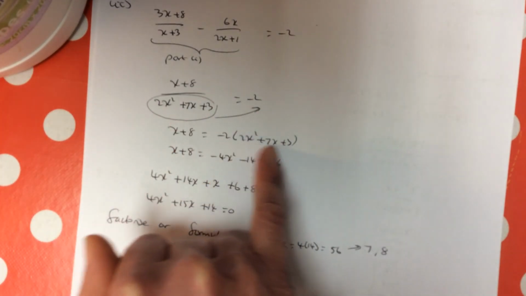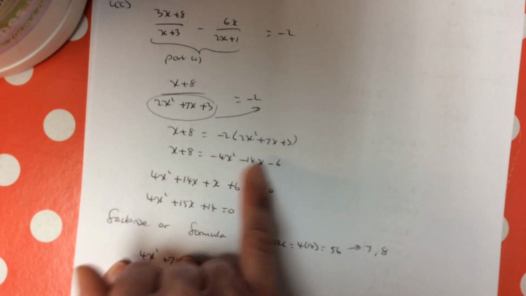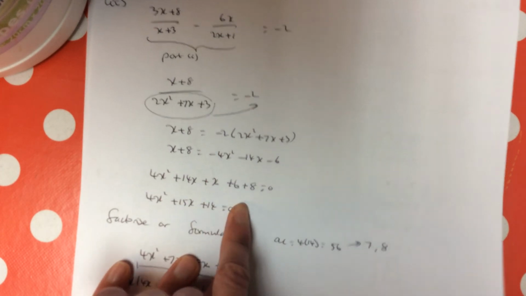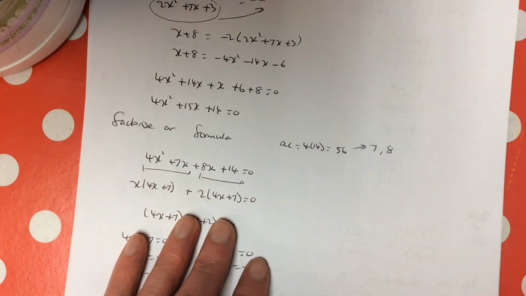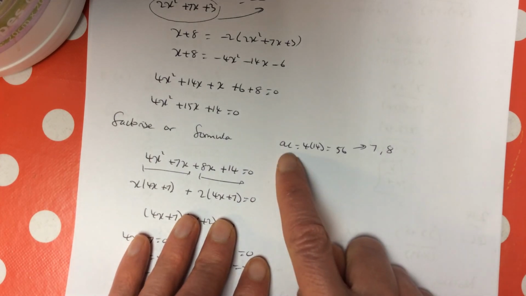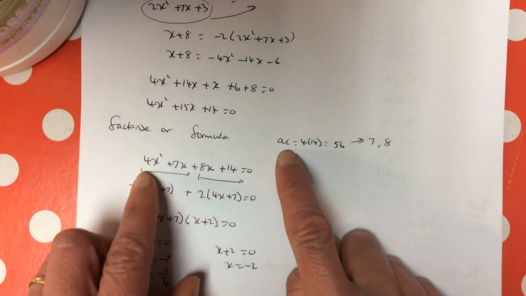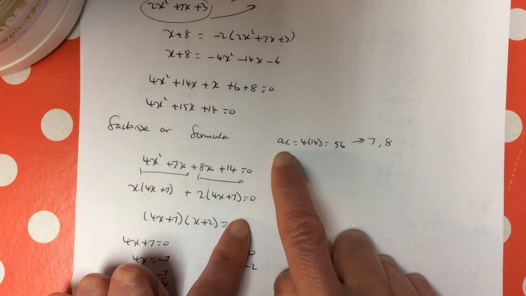Bring this up to the far side, times everything by minus 2, put it all on one side, tidy up, you've got a nice quadratic. You can either factorise or use the formula. I factorised here, but the formula will work out just as well. So it's one of these AC ones, if you remember that.